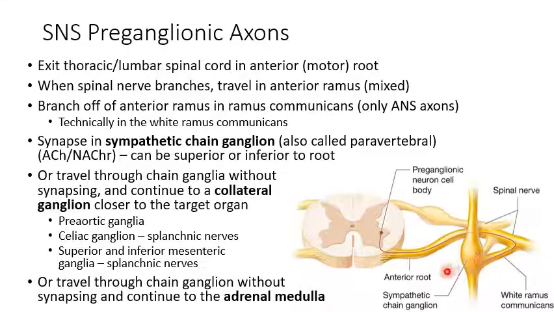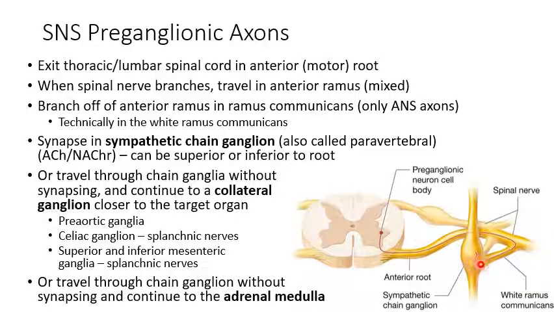So they can actually travel straight through the sympathetic chain ganglion and kind of come out the other side along a branch that's not really shown in this drawing. In that case, they would either be headed to a collateral ganglion or to the adrenal medulla. A collateral ganglion is a ganglion in the sympathetic nervous system that is closer to the target organ than the sympathetic chain ganglion is, but it's still overall closer to the spinal cord than to the target organ. There's 4 different collateral ganglia in the sympathetic nervous system, and you don't need to know which ones they are, but they are the preaortic ganglion, the celiac ganglion, and the superior and inferior mesenteric ganglia.